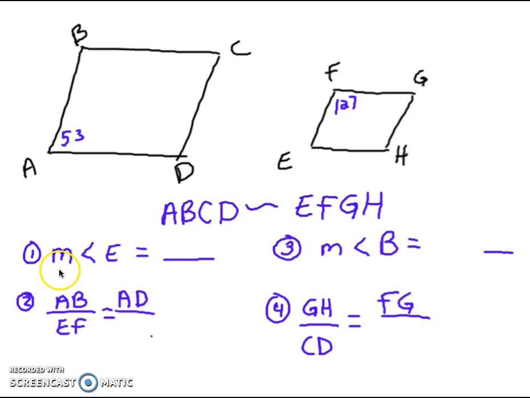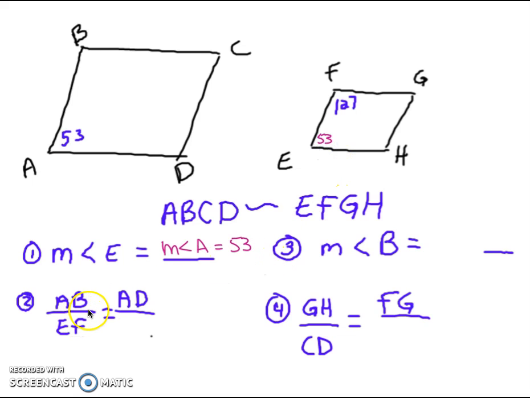So it's saying the measure of angle E would be equal to, so if you look up here, the measure of angle E should be equal to the measure of angle A. And we know that because of this statement. Here's E and here's A. And since we already know that angle A is 53, then we know that angle E would also be 53.